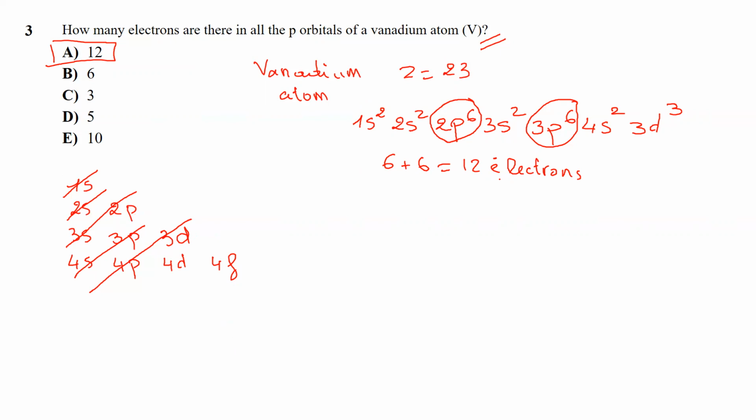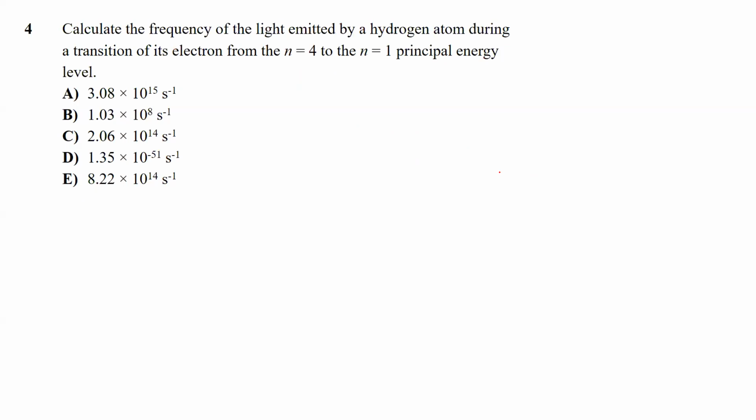Okay, let's move to exercise number 4. Calculate the frequency of the light emitted by a hydrogen atom during a transition of its electron from n equal 4 to n equal 1 principal energy level. So here, what are we going to use? We can use the Rydberg equation, or the Bohr equation between 2 different levels.